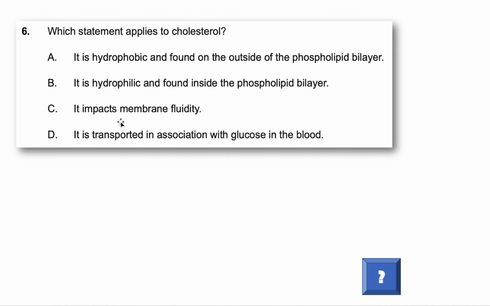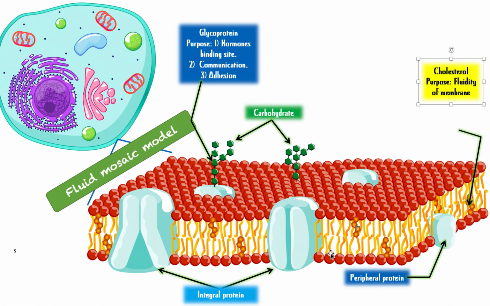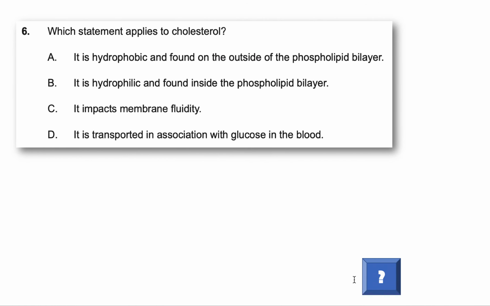C, it impacts membrane fluidity. Yeah, that's true. We know that this molecule helps make this membrane not too rigid and not too fluid. It helps separate these phospholipids so that they don't bind too tightly together to make the membrane too rigid, and it also prevents them from floating around randomly. So if they're very weak and very fragile, it keeps them together. So it has a very important role in controlling membrane fluidity. So the answer is going to be C.